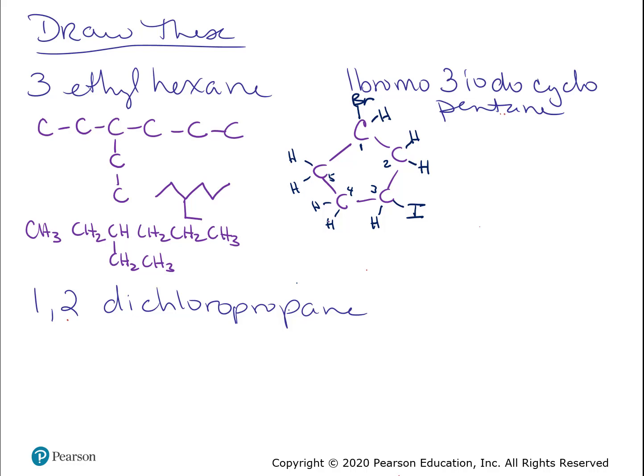So remember, in the ring, every carbon is going to have 2 bonds, 1 to each carbon in the ring. So it's always going to have 2 other things connected. If you don't have a hanging group, it's got to be hydrogens. So if I was going to do the skeletal structure, it would just look like a little house. That's the ring of 5. Then I'd have a Br sticking up and an I coming off of 3.